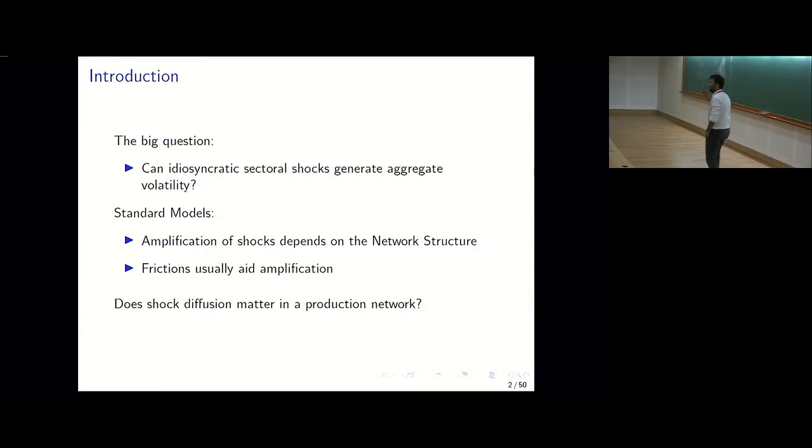The idea is the following: these sectors can have idiosyncratic shocks, but they are not alone in the universe. They are actually interconnected with each other. So if these sectors are interconnected, then these idiosyncratic shocks can actually get amplified when you look at the aggregate level. The amplification of these shocks depends on the network structure. And usually there are other frictions which can aid this kind of amplification, if, let's say, consumers don't react at the same time, or they react with a lag. Those kinds of things can aid this amplification.